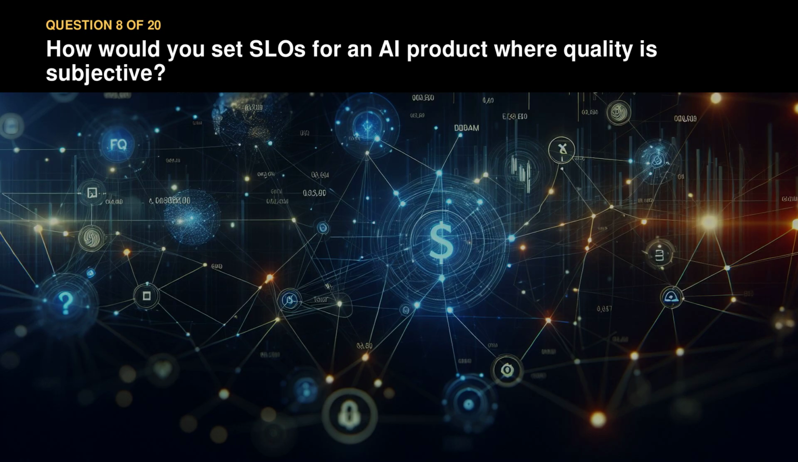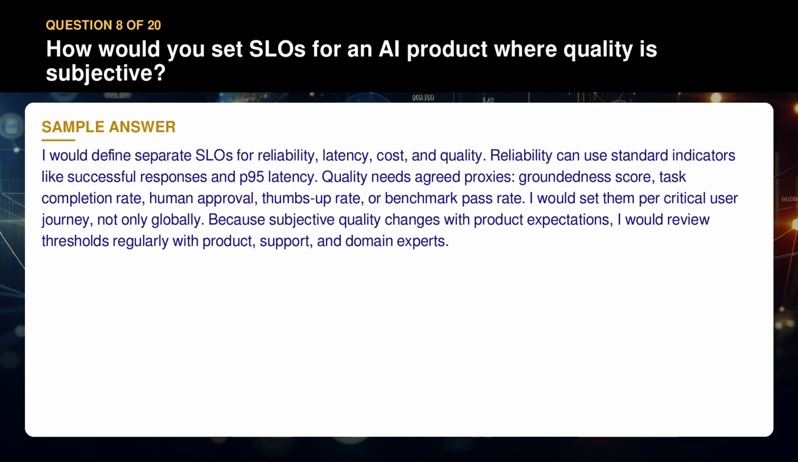Question 8. How would you set SLOs for an AI product where quality is subjective? I would define separate SLOs for reliability, latency, cost, and quality. Reliability can use standard indicators like successful responses and P95 latency.